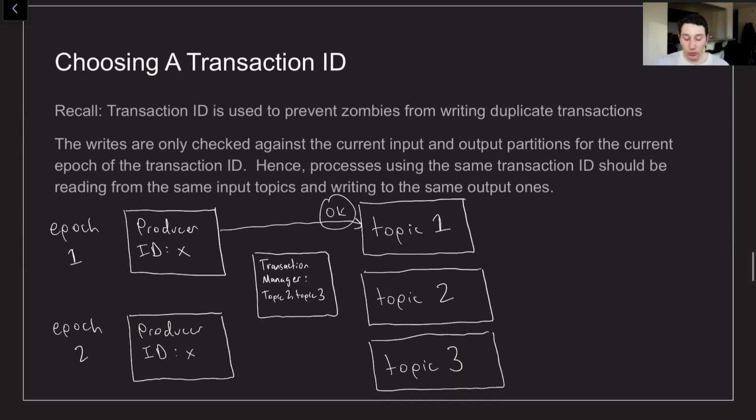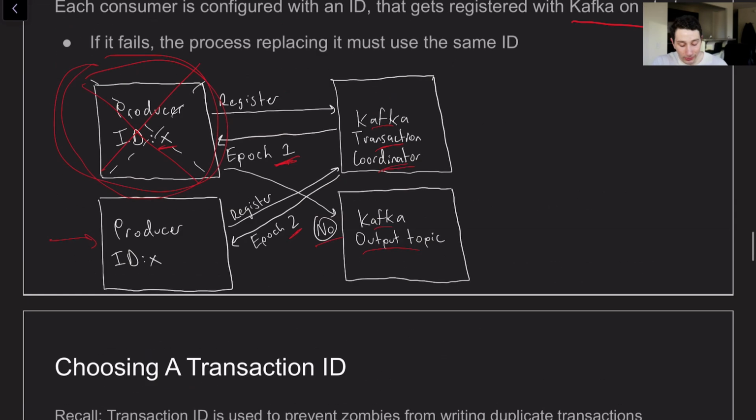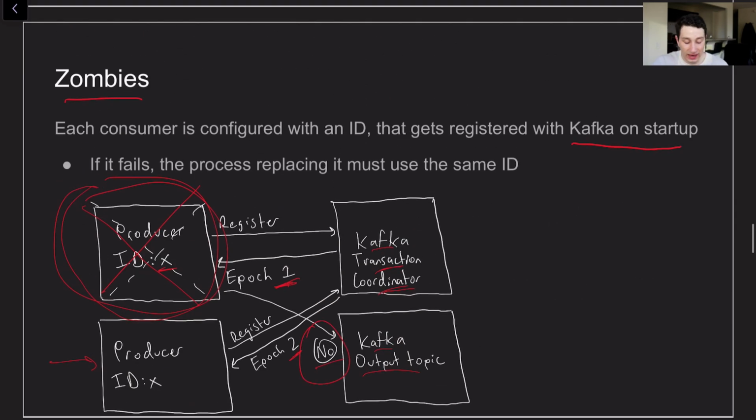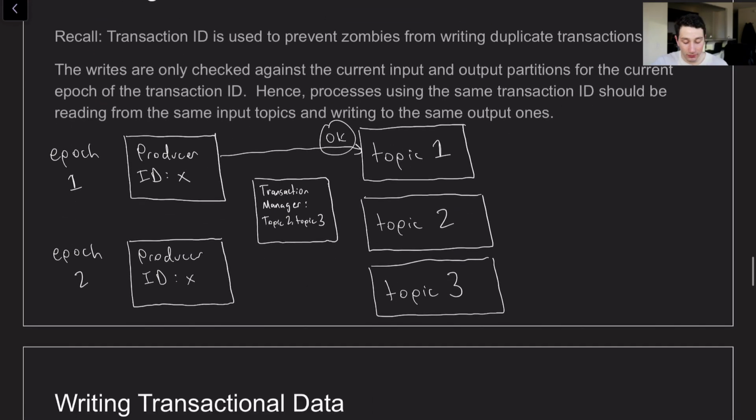One caveat of that is that when you choose a transaction ID, you want to be sure that every single component that's using the same transaction ID is reading from the same input topics and writing to the same output topics. The reason for that is that we're only performing this validation of saying no on the topics that are registered with the current epoch. So this guy over here is coming to the coordinator and saying, I only care about this particular topic partition.